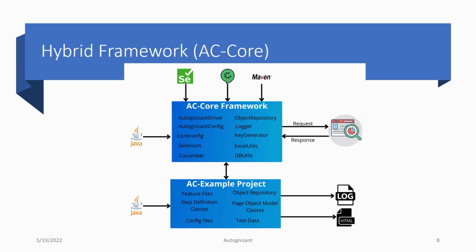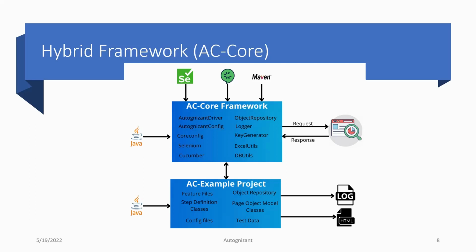So here we have AC core framework as a separate project and AC example project as a different project. We can call it a test project. So in the test project, we can see we have to write our test scenarios in feature files in the form of scenarios. And we have to write step definition classes for each step we define in the scenario.